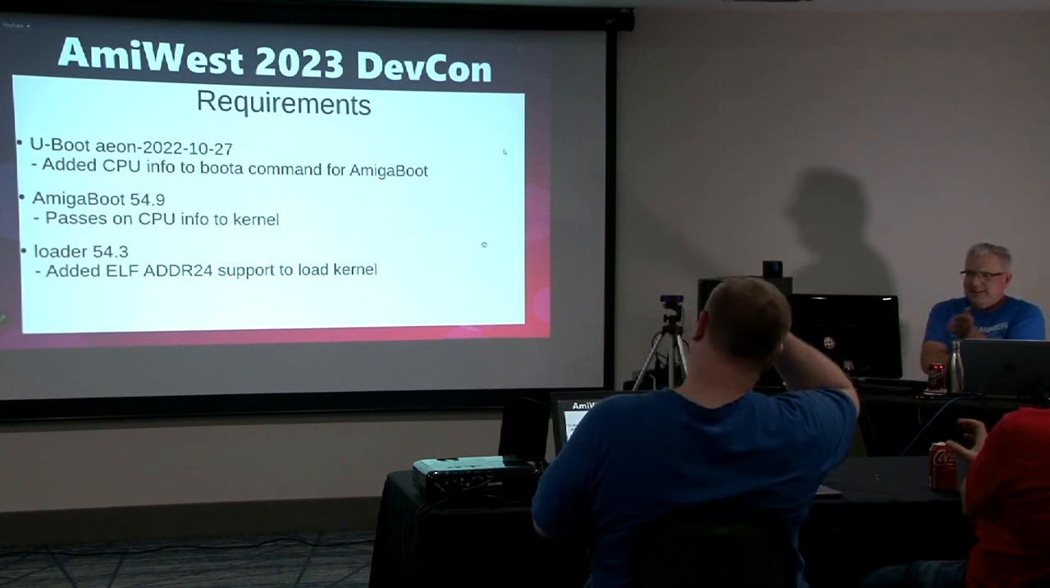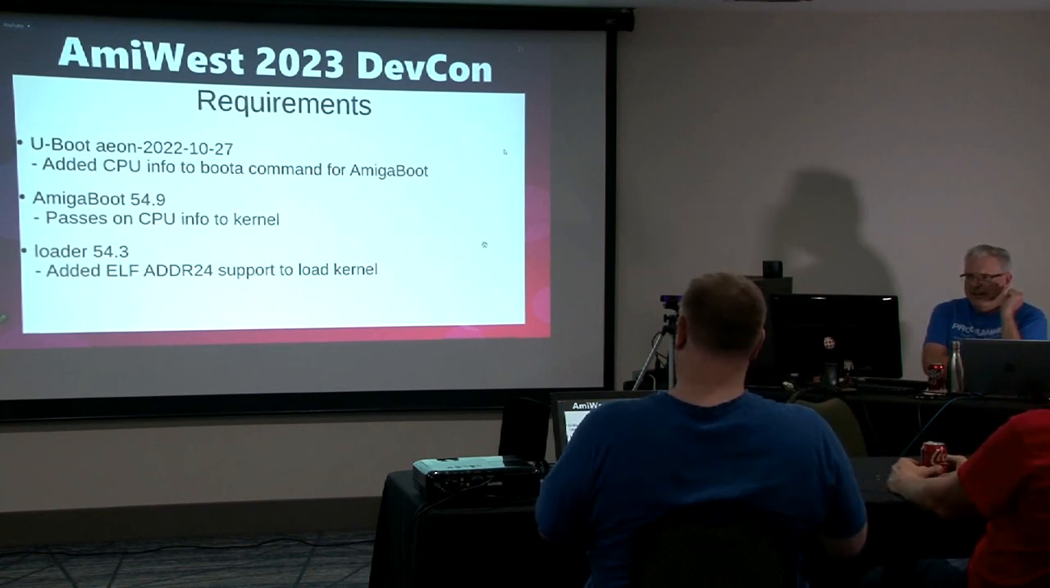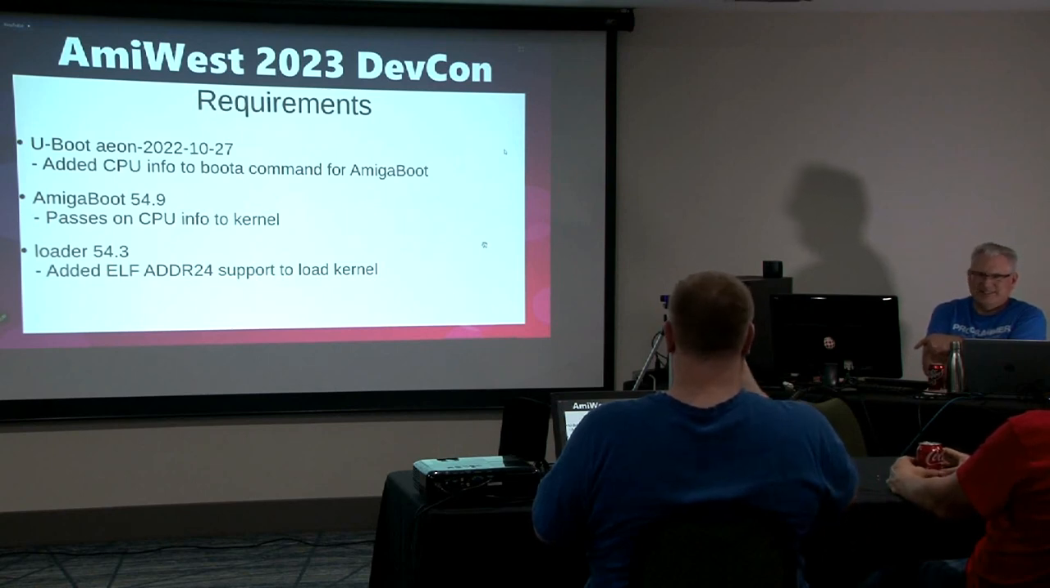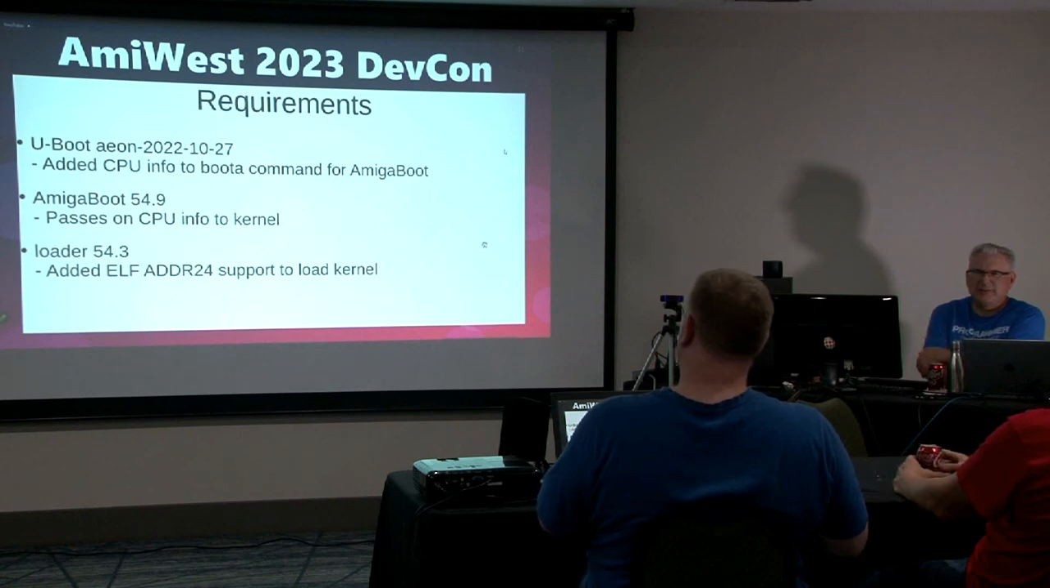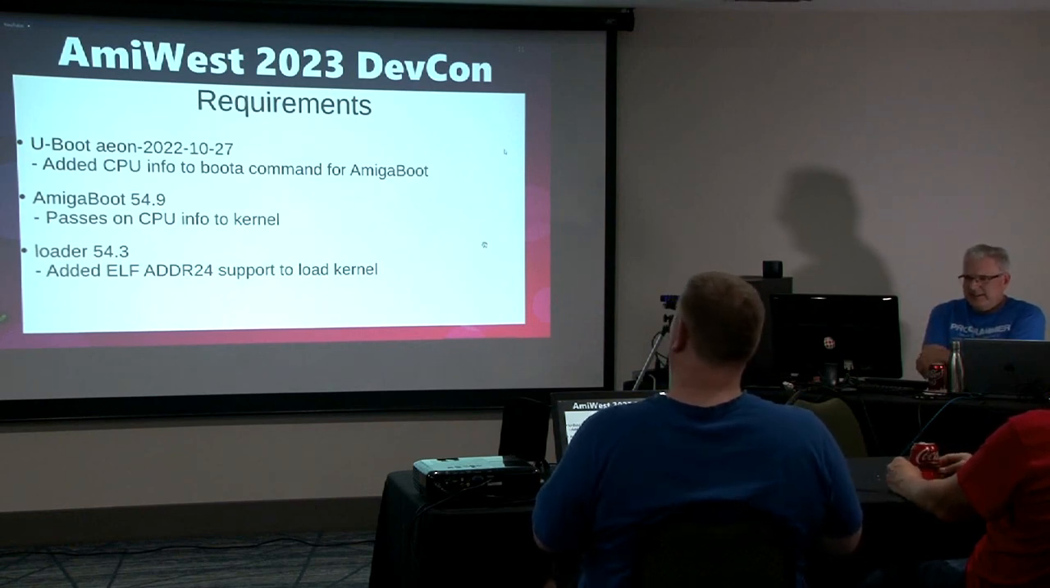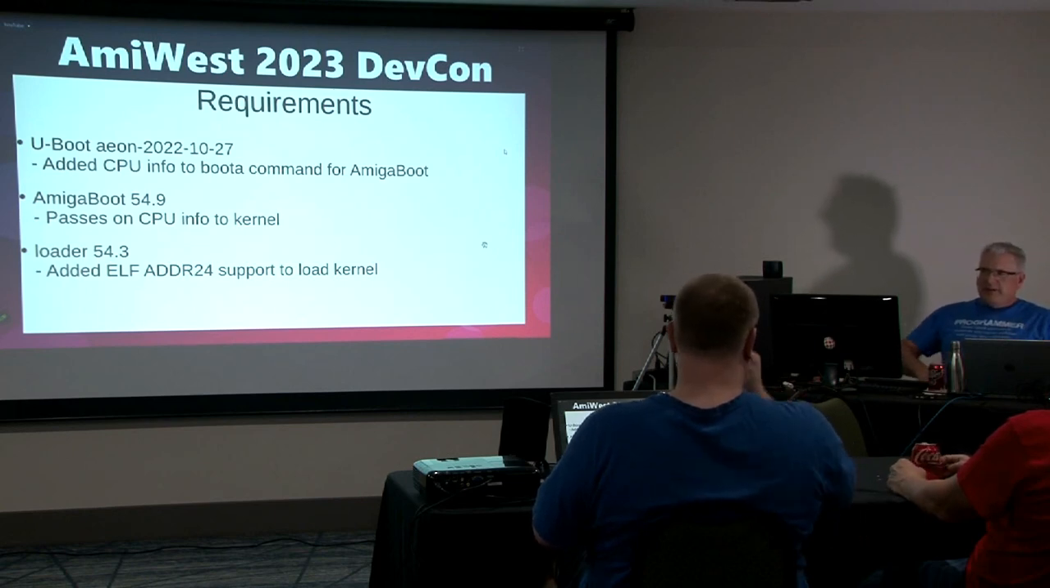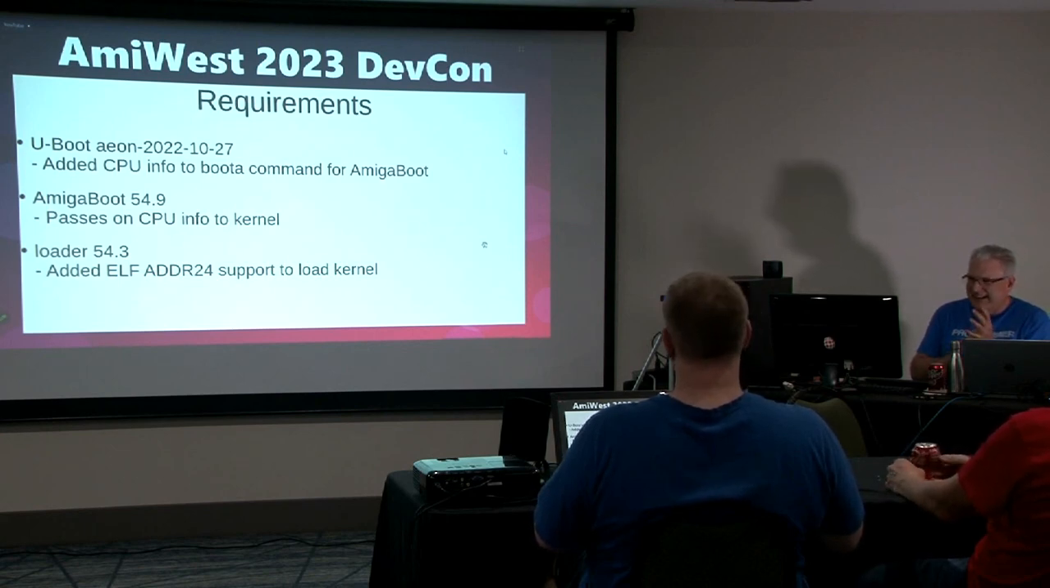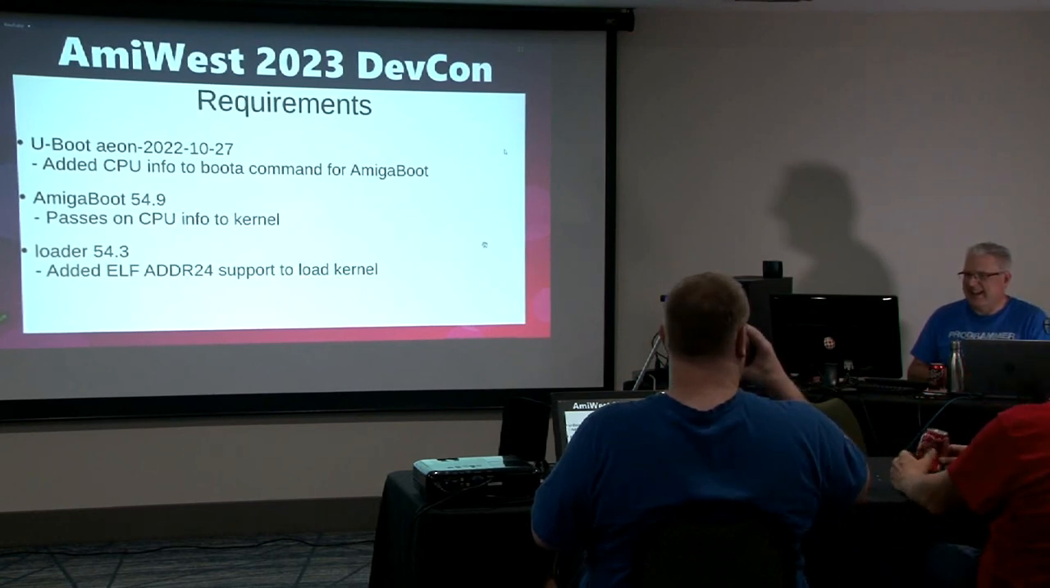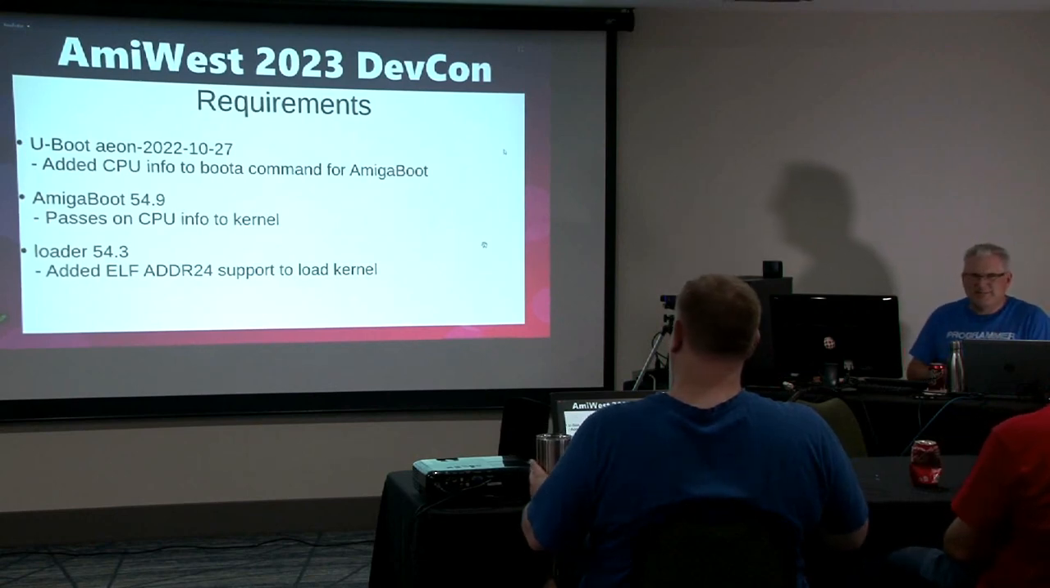So all Amiga Boot does is take the CPU info that was passed to it from boot A and give it to the kernel. That's it. That's all it does. That's the only addition, really, that we had to make to Amiga Boot, but it needs a new version. Then there's this other program that's kind of hidden called Loader, right? And Loader takes your binaries from the SD card and loads them into RAM. That's all it does. That's why it's called Loader. Good name, eh? Well, for reasons I do not understand, we needed this ADDR24 support for the multi-core kernel. And so the loader needed a change to load that particular type of, what is it called, section, module, whatever it's called. Anyway, we had to have that, so Thomas added it in.